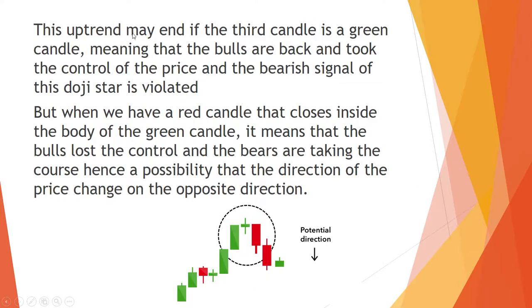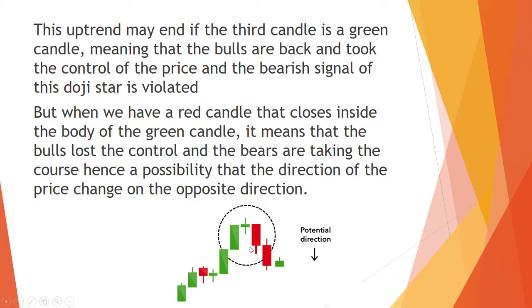So this uptrend may end if the third candle is green, meaning that the bulls are back and took control. After the indecision, we see another green candle, and then the bulls took control of the price, and the bearish signal of this doji star is violated. But when we have a red candle, as we can see here, that closes inside the body of the green candle, it means that the bulls have lost control and the bears are taking over, hence a possibility that the price direction changes to the opposite direction.